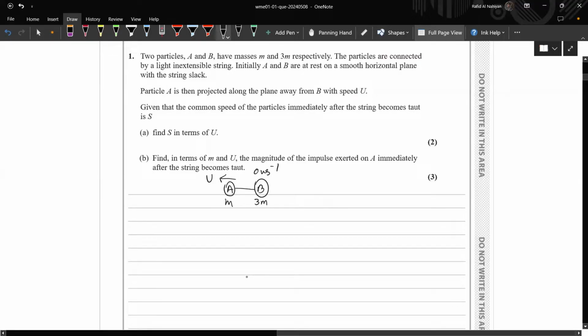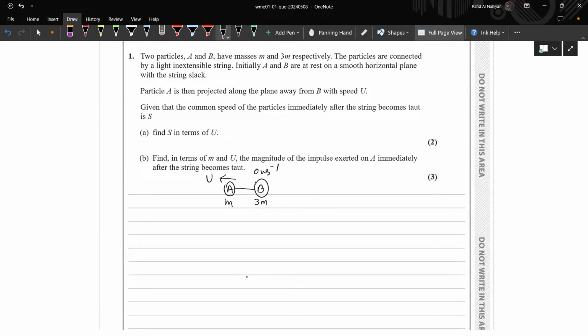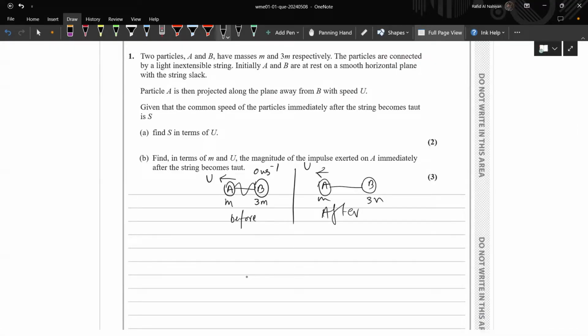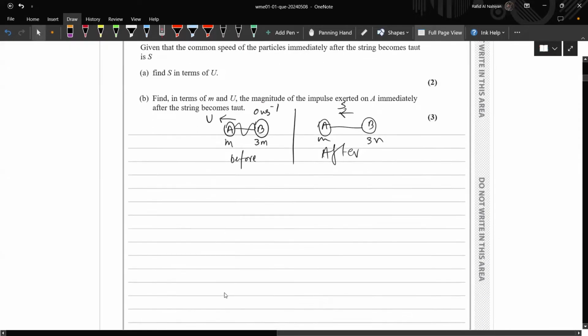Now I have, given that the common speed of the particles immediately after the string becomes taut. So when the string becomes taut, what happens is we can consider that as a collision. So when it gets taut, they start moving in the same direction. So this is the before, and this is going to be the after. So here the string was slack, and here the string is just taut. And what they're asking us is that the common speed of the particles immediately after the string becomes taut is s. So they both have a speed of s now. So now to solve the first question, we have to find s in terms of u.